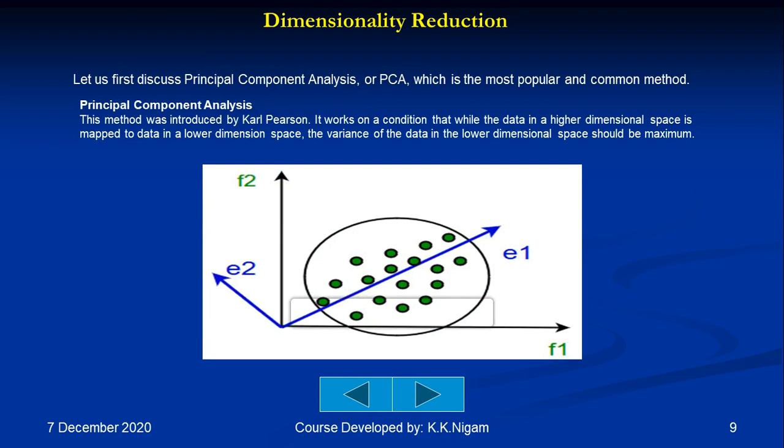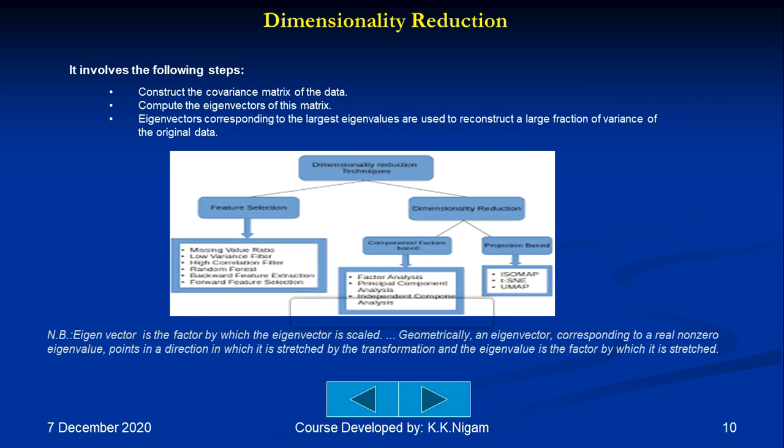Let us first discuss principal component analysis, which is the most popular and common method. PCA was introduced by Karl Pearson. It works on a condition that while the data in a higher dimensional space is mapped to data in a lower dimensional space, the variance of the data in the lower dimensional space should be maximum. So that is how this works.